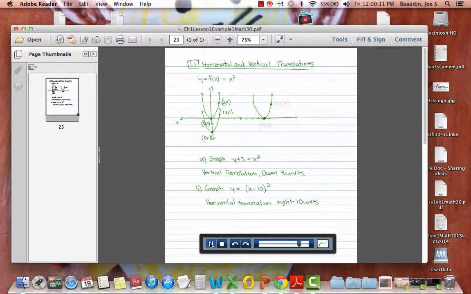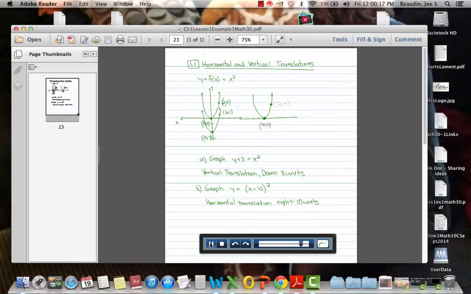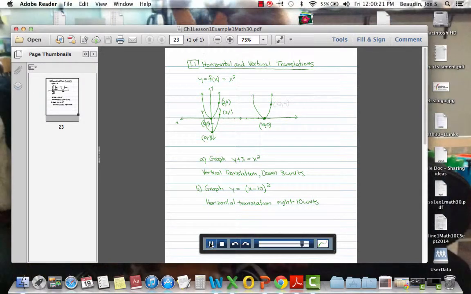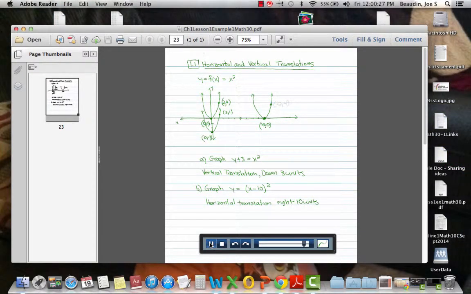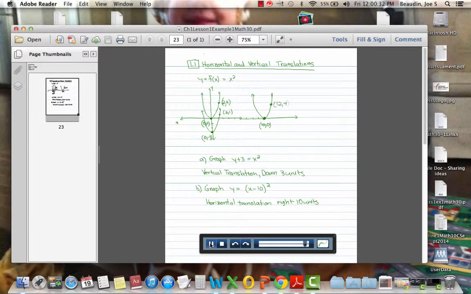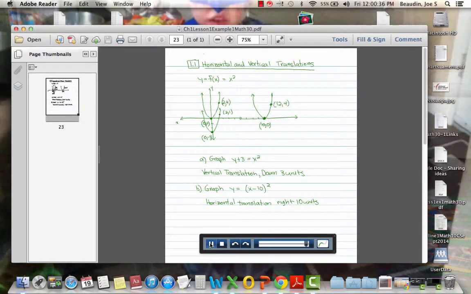So I'll take my original graph, 1, 2, 3, 4, 5, 6, 7, 8, 9, 10. Need to make my axes a little bit bigger. My vertex is now at 10, 0. Still going to be a parabola facing up. So if I take this other point and move it 10 units over, I'll be able to label another one, which is a good idea, and it'll be at 12, 4. So there's an example of a horizontal and a vertical translation.